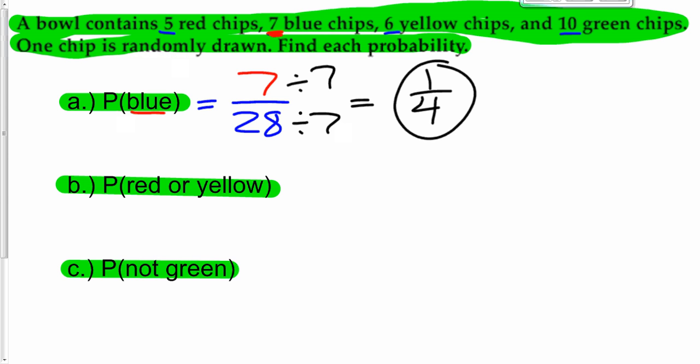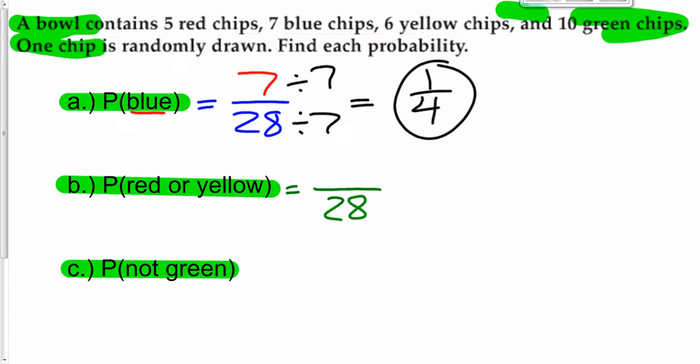All right, letter B, the probability of getting a red or yellow chip. All right, so still the same amount in there. So we're still out of 28 here, but now we're going to look at, okay, if I get red or yellow. So I'm going to look at, oh, I erased my highlighter. All right, so red or yellow, there are 5 red and there are 6 yellow. That's going to be 5 plus 6, which is 11. So 11 out of 28. Can't reduce that, but we could turn it into a percent if we wanted to. We could do 11 divided by 28 and see what that comes out to, or we can leave it just like that.